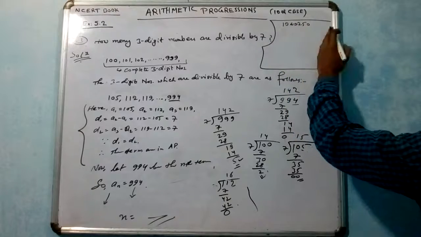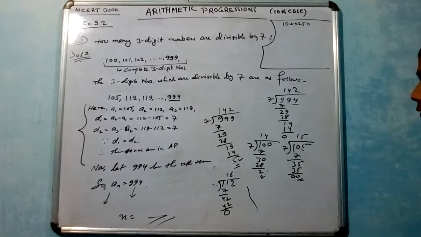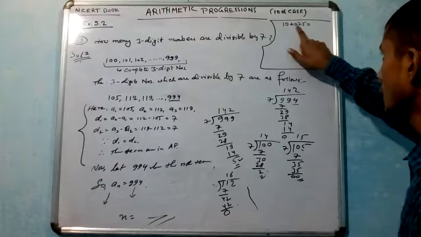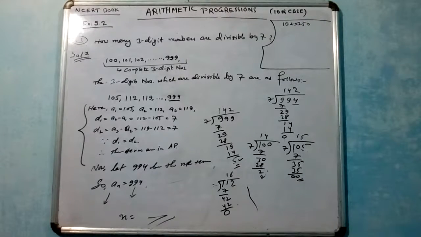Exclude 10, exclude 250. In between, whatever the values are there, you check. No? Between it is telling. If it will say from 10 to 250, it means 10 and 250 will be included. Among that we have to check. Understanding?